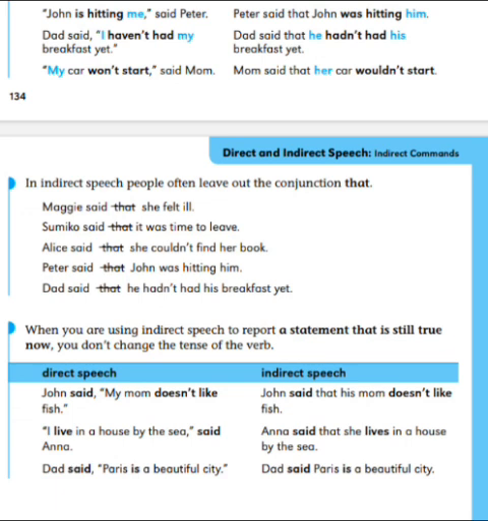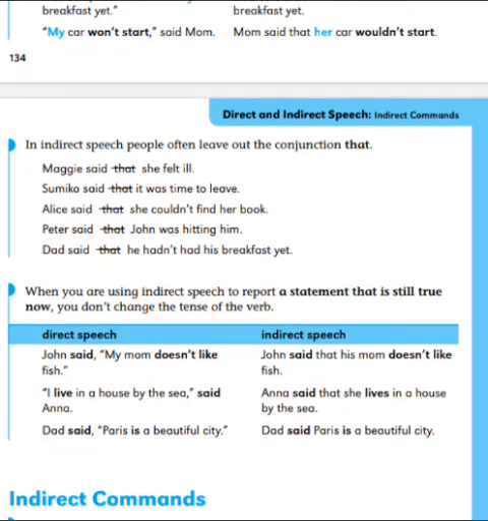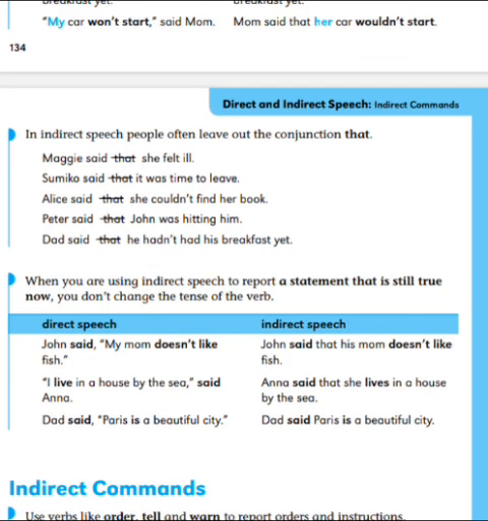In indirect speech, people often leave out the conjunction that. Maggie said she felt ill. Sumiko said it was time to leave. Alice said she could not find her book. Peter said John was hitting him. Dad said he had not had his breakfast.